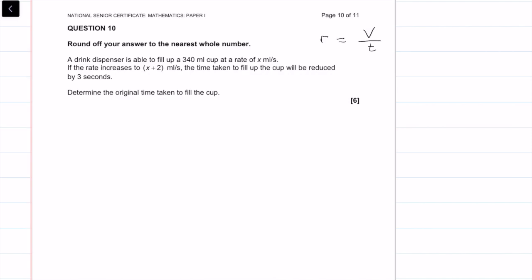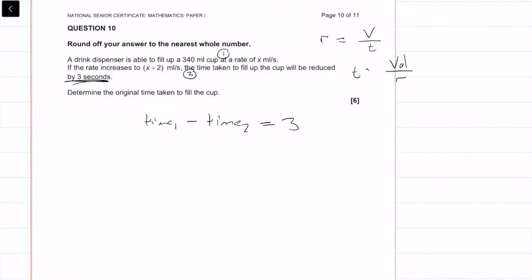Okay, so then we know we have information about the time, right? So situation 1 minus situation 2, or we can rather even say time 1 minus time 2 equals 3 seconds, right? Because of that 3 seconds difference. And obviously this is for time 1 and this is for time 2. Okay, so if we solve for time, time is equal to the volume over the rate. Okay, so that's basically how we're going to go about doing this question.